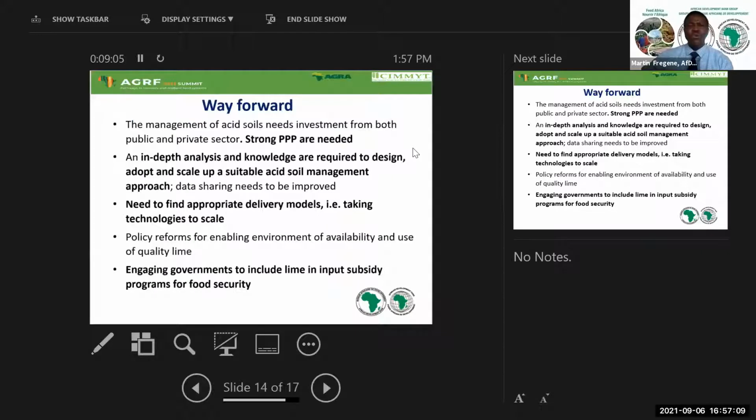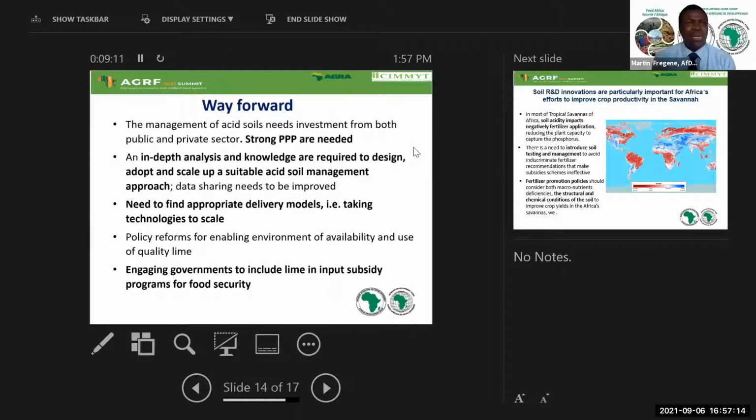So, the way forward. I think it has to be public and private partnerships. And I think some had mentioned, had made reference to this. Also, we have to look for appropriate delivery models. I will share some of the examples we're working on in Ghana with you all.